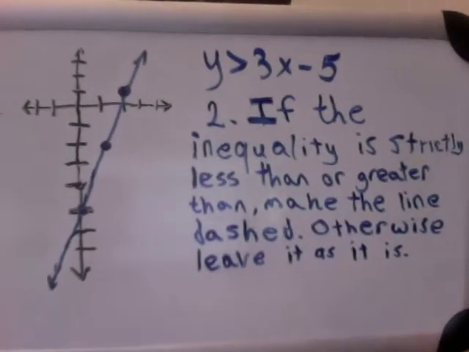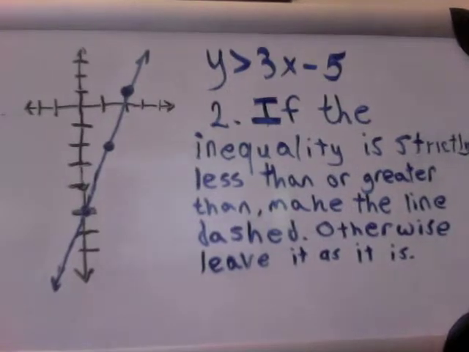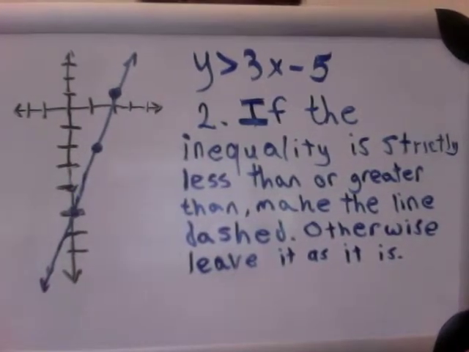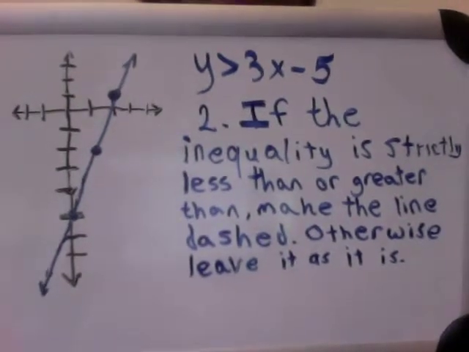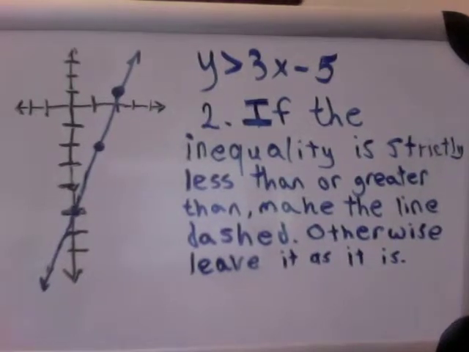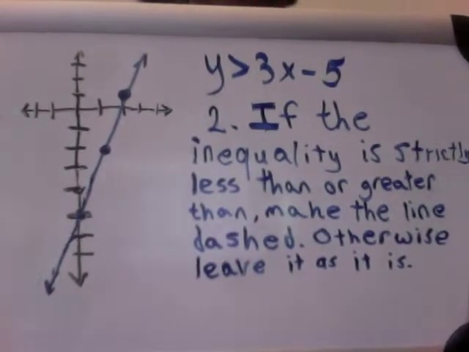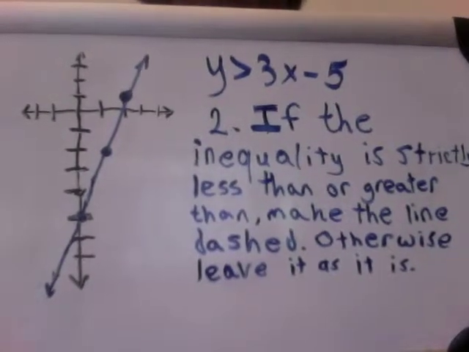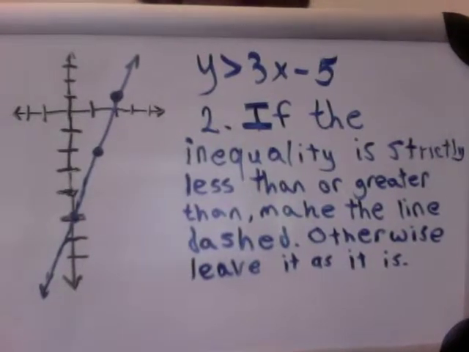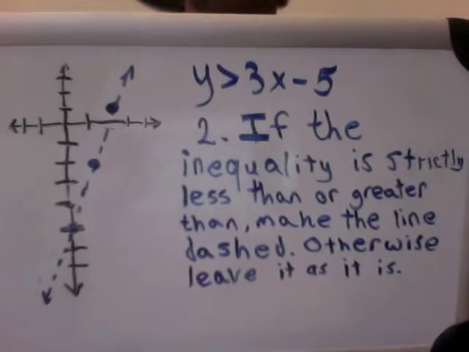Now our second step for graphing a linear inequality involves determining whether the inequality is strictly less than or greater than, or if it is less than or equal to or greater than or equal to. If it's strictly less than or greater than, then we make the line dashed. Otherwise, we leave it as it is. Our inequality, y is greater than 3x minus 5, is a strictly greater than, so we'll make the line dashed. See, we have now made the line dashed.